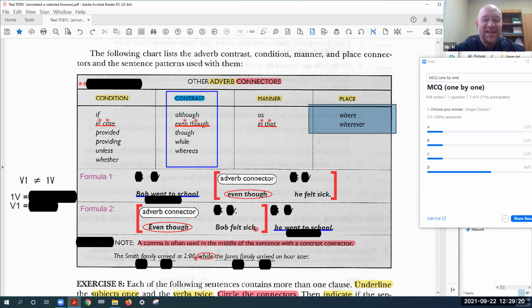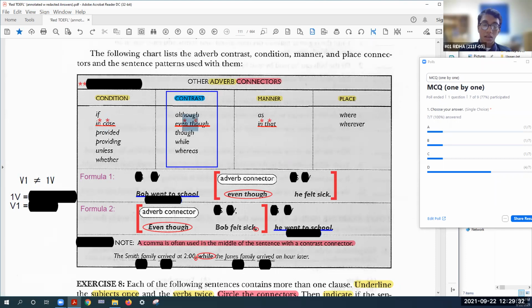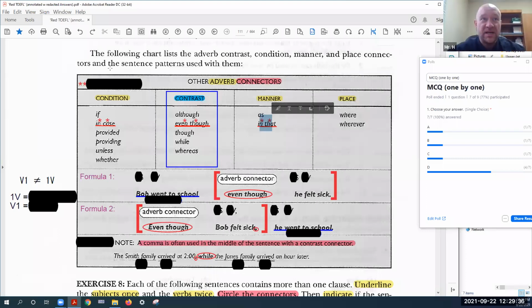No? Okay. All right. So, Rida, or anybody, who can tell me why I put 2 little stars here? Because the connector has 2 parts. It's called a 2-part connector.